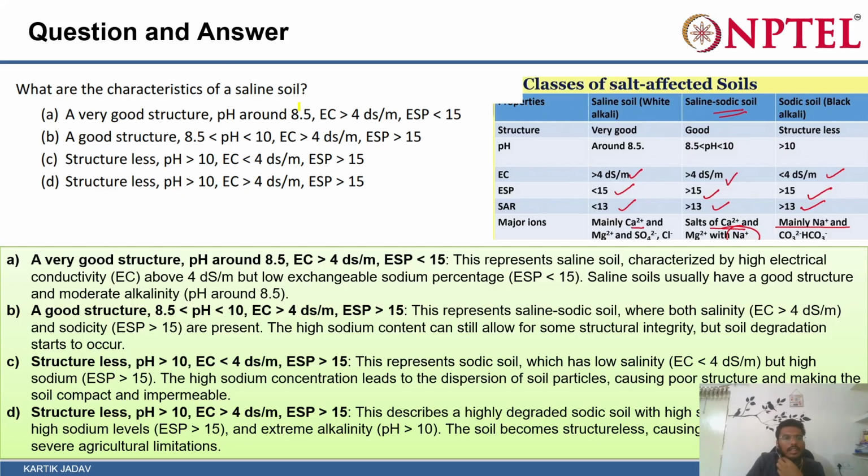What are the characteristics of saline soil? Right. So we know that there are three types of soil: saline soil, sodic soil, and saline sodic soil. Saline soil has an electrical conductivity greater than 4 decisiemens per meter, but its exchangeable sodium percentage is less than 15, right? And its pH is nearly around 8.5. So the correct answer is option B.